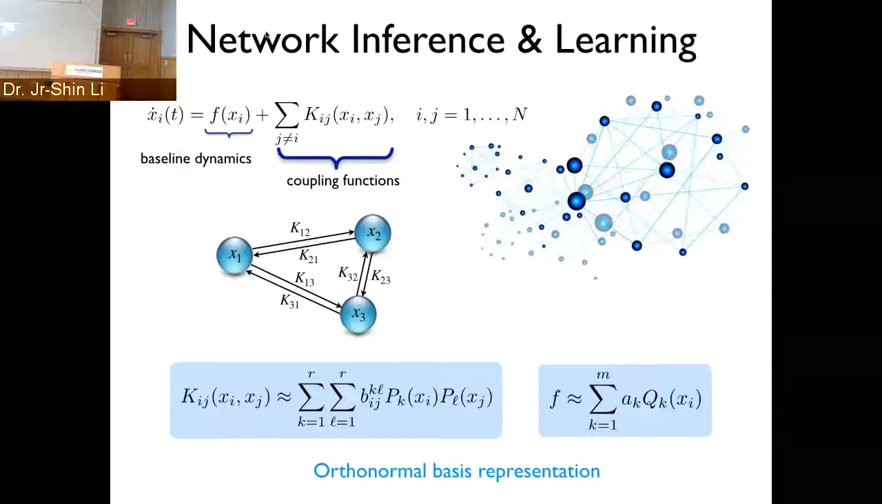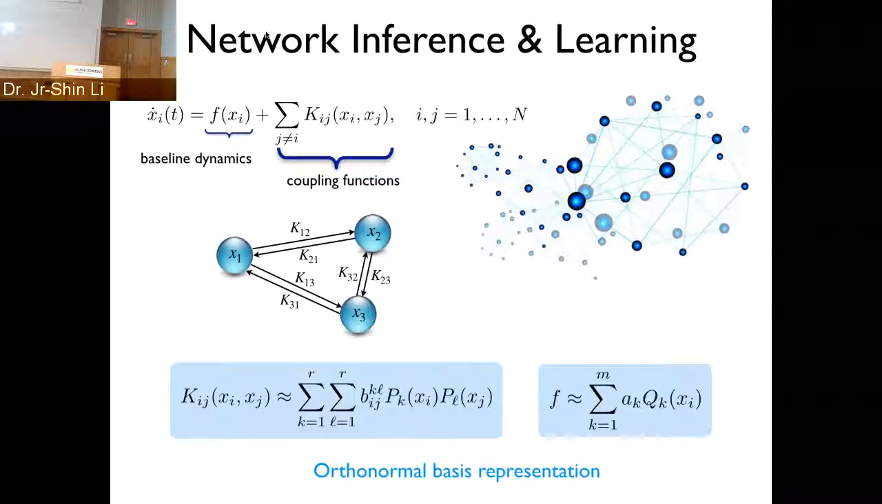Okay, so the idea is very simple. I'm going to take this coupling function of two variables and expand it by using a two-dimensional orthonormal basis, and I'm going to expand the nature dynamics F using just a one-dimensional orthonormal basis. For example, if the system is oscillatory or periodic, then you can choose Fourier expansion. So the idea is very simple: you take F and you just expand it by using Fourier expansion.